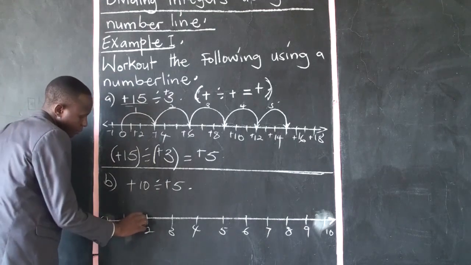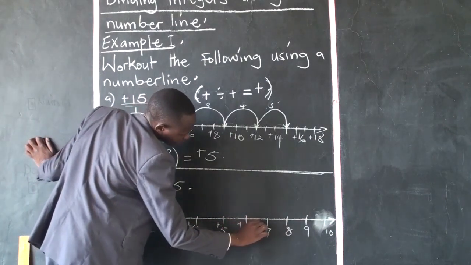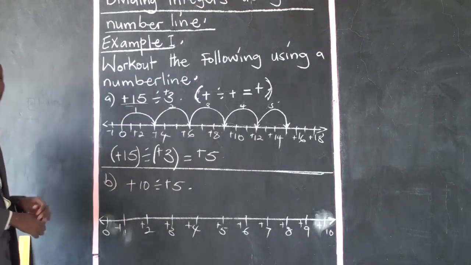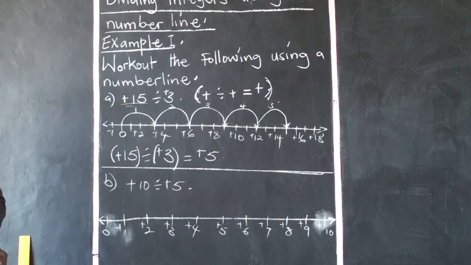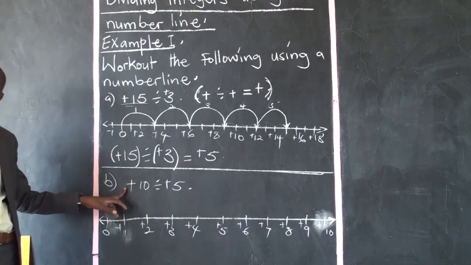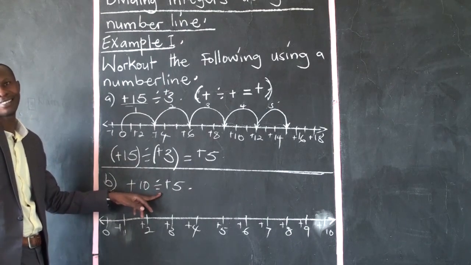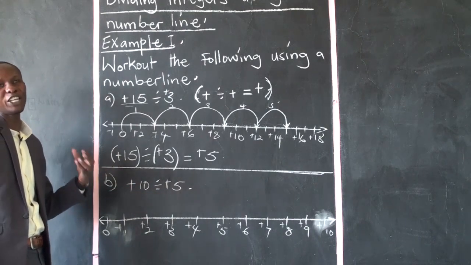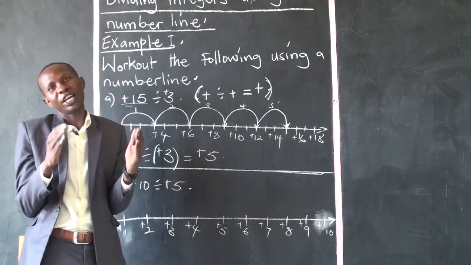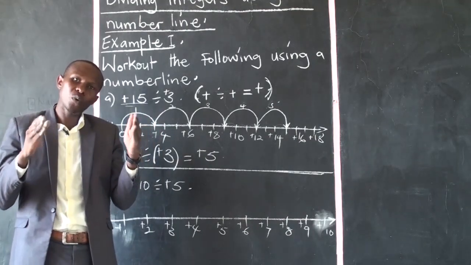These are positive integers. From there, when you look at the number, we divide positive 10 by positive 5. What does it mean? It means we are going to make intervals of 5, 5, 5 until we reach 10.